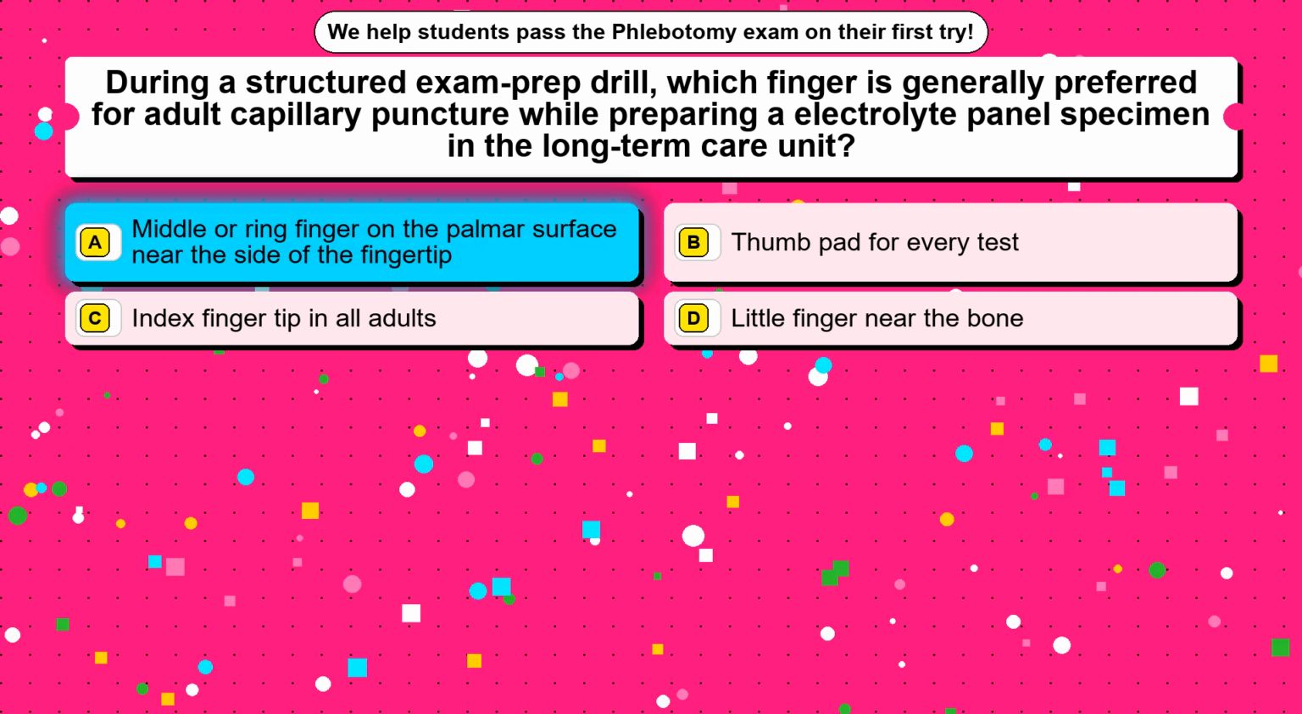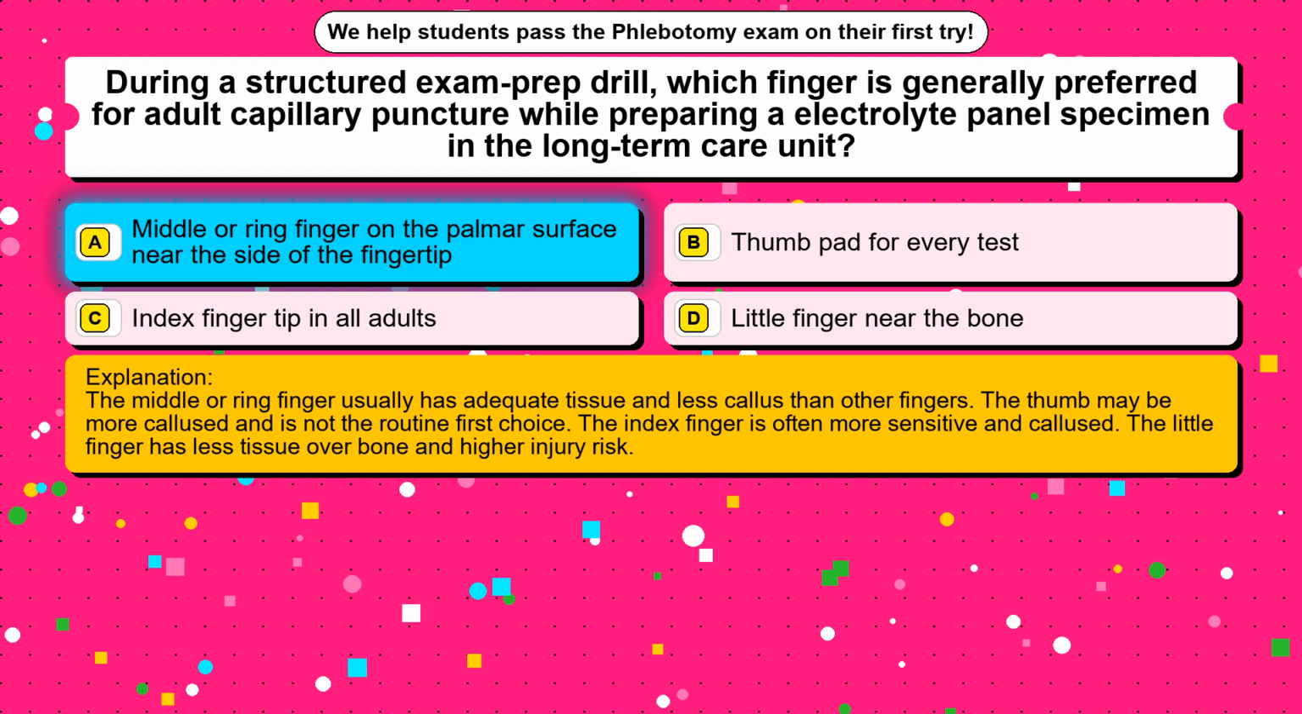The correct answer is option A. Middle or ring finger on the palmar surface near the side of the fingertip. The middle or ring finger usually has adequate tissue and less callus than other fingers. The thumb may be more calloused and is not the routine first choice. The index finger is often more sensitive and calloused. The little finger has less tissue over bone and higher injury risk.